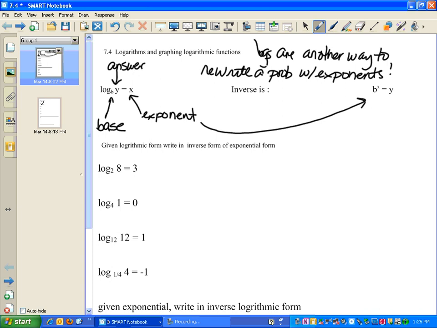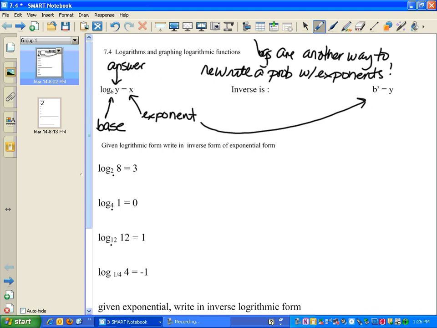Why do we want to do logs? Because sometimes we want to figure out what our exponent is going to be. And the only way that we can figure out the answer to our exponent is to rewrite it in log form. Okay? So when you're graphing this, instead of just guessing with the chart, you have exact answers. You could use your calculator to help you figure it out. Now your calculator will only do log in base 10. But we're going to do problems with different log bases of 4 or 2 or 12. Okay?